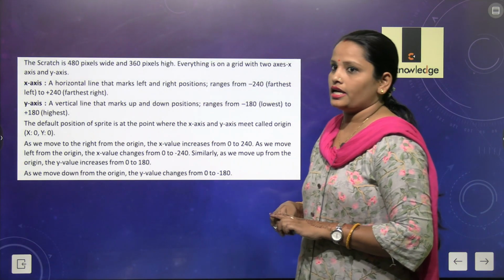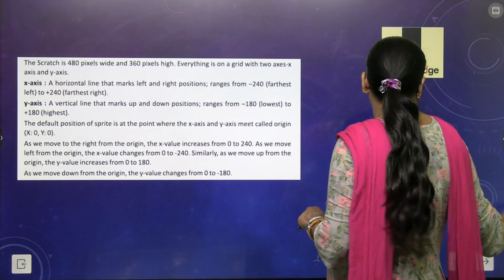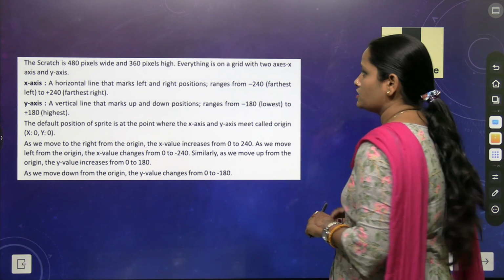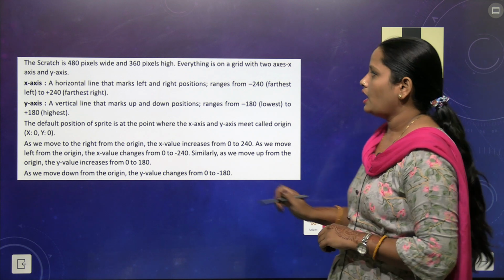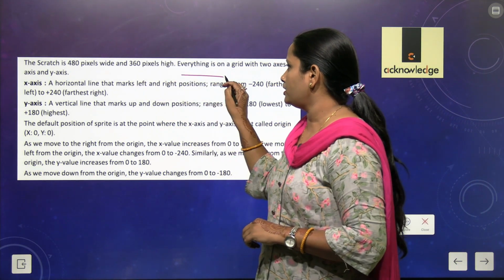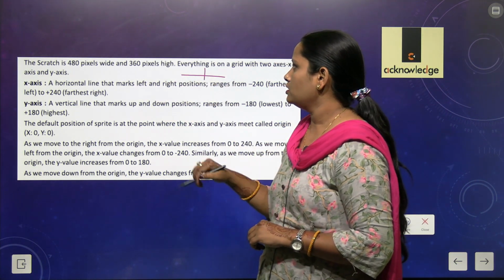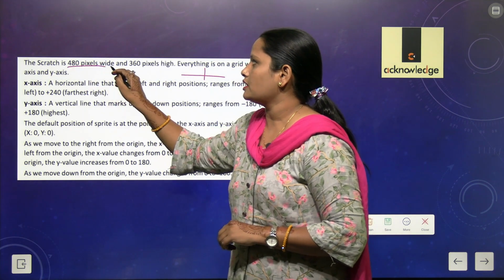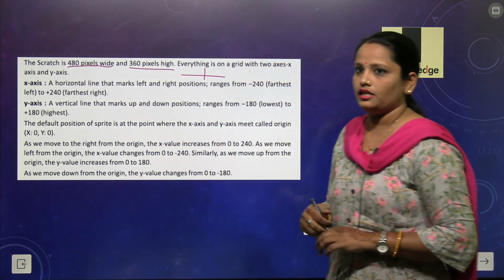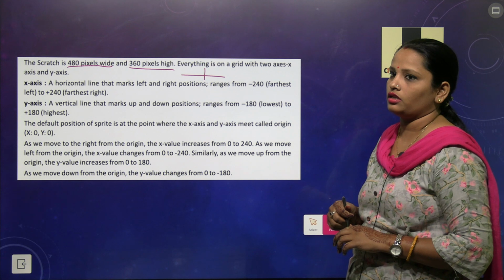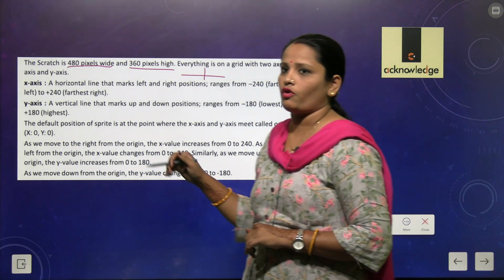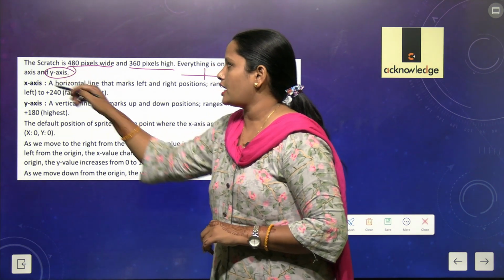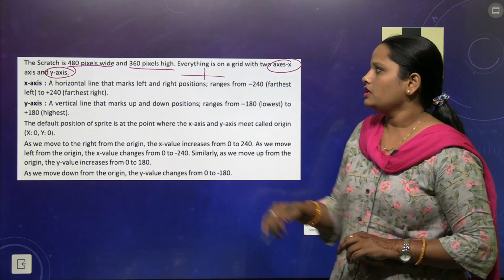Scratch is 480 pixels wide and 360 pixels high. This is the width and this is the height. Everything is on the grid with two axes, x and y. So there is a y-axis and an x-axis.